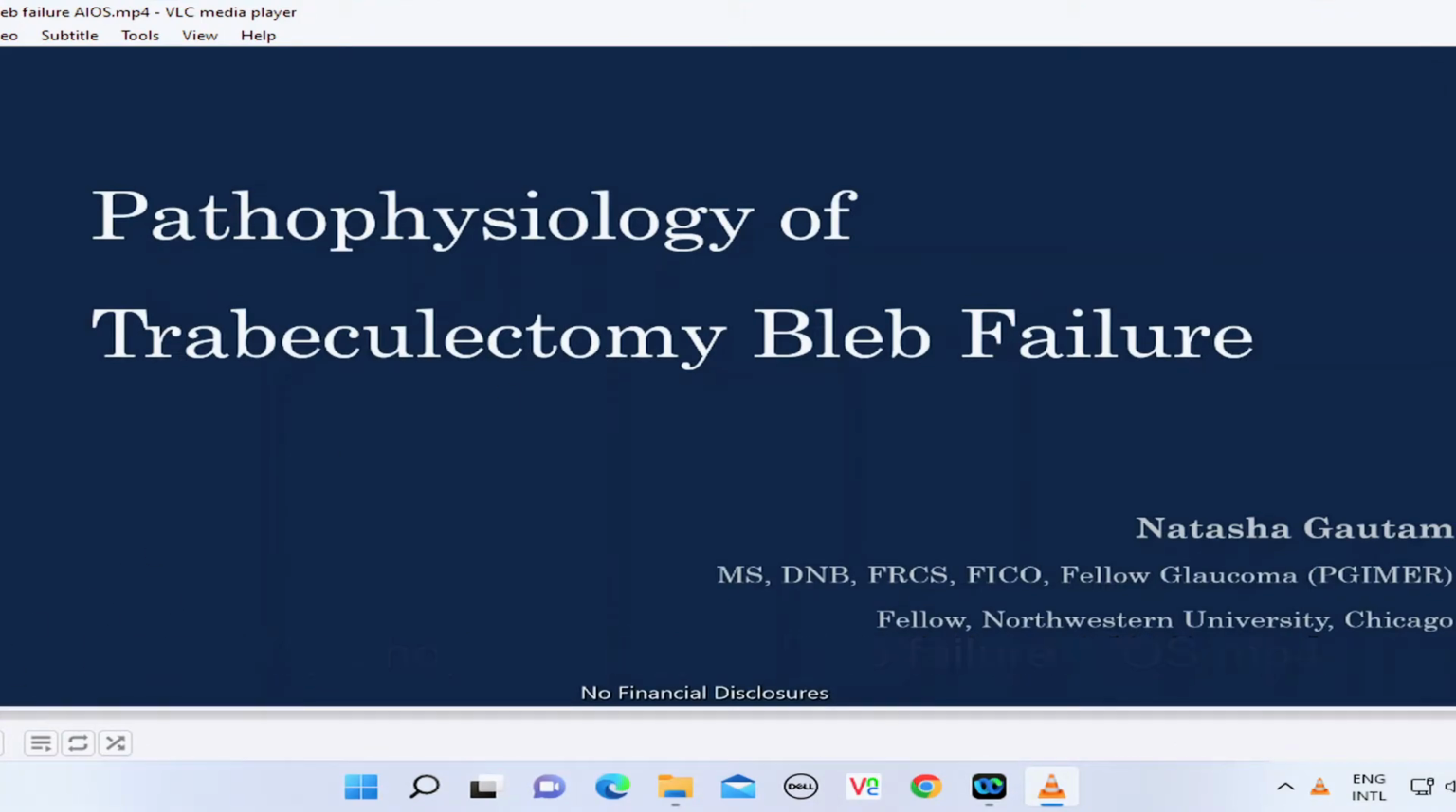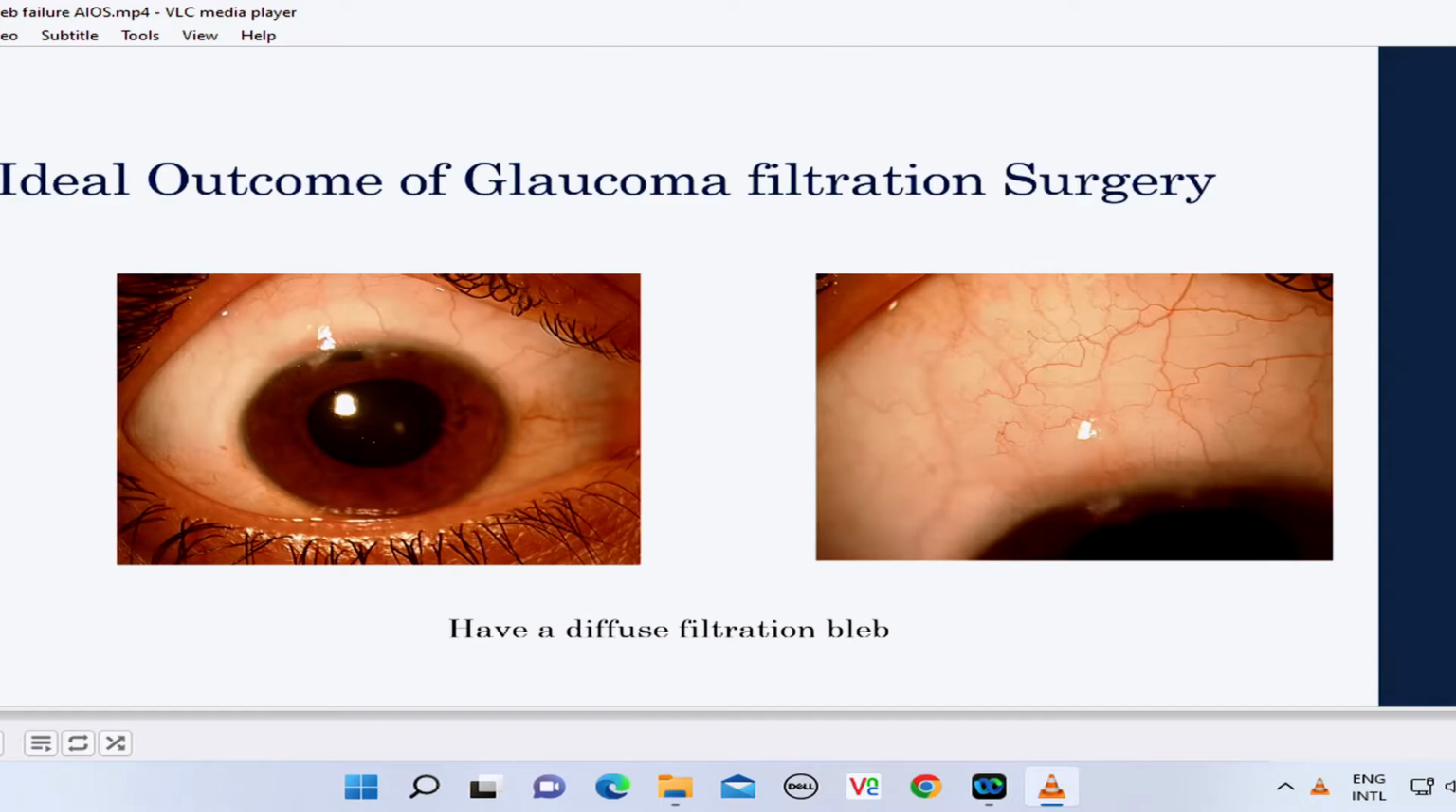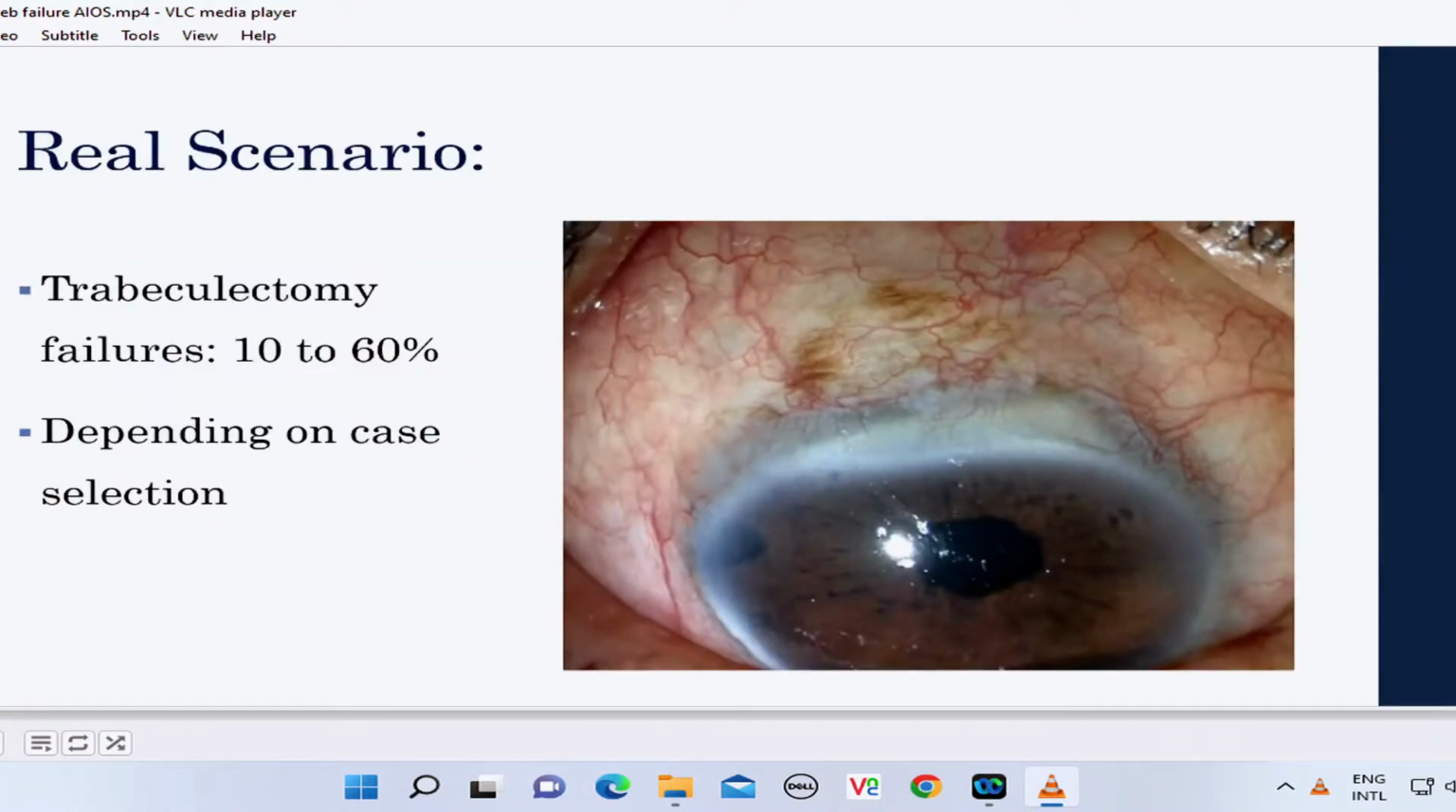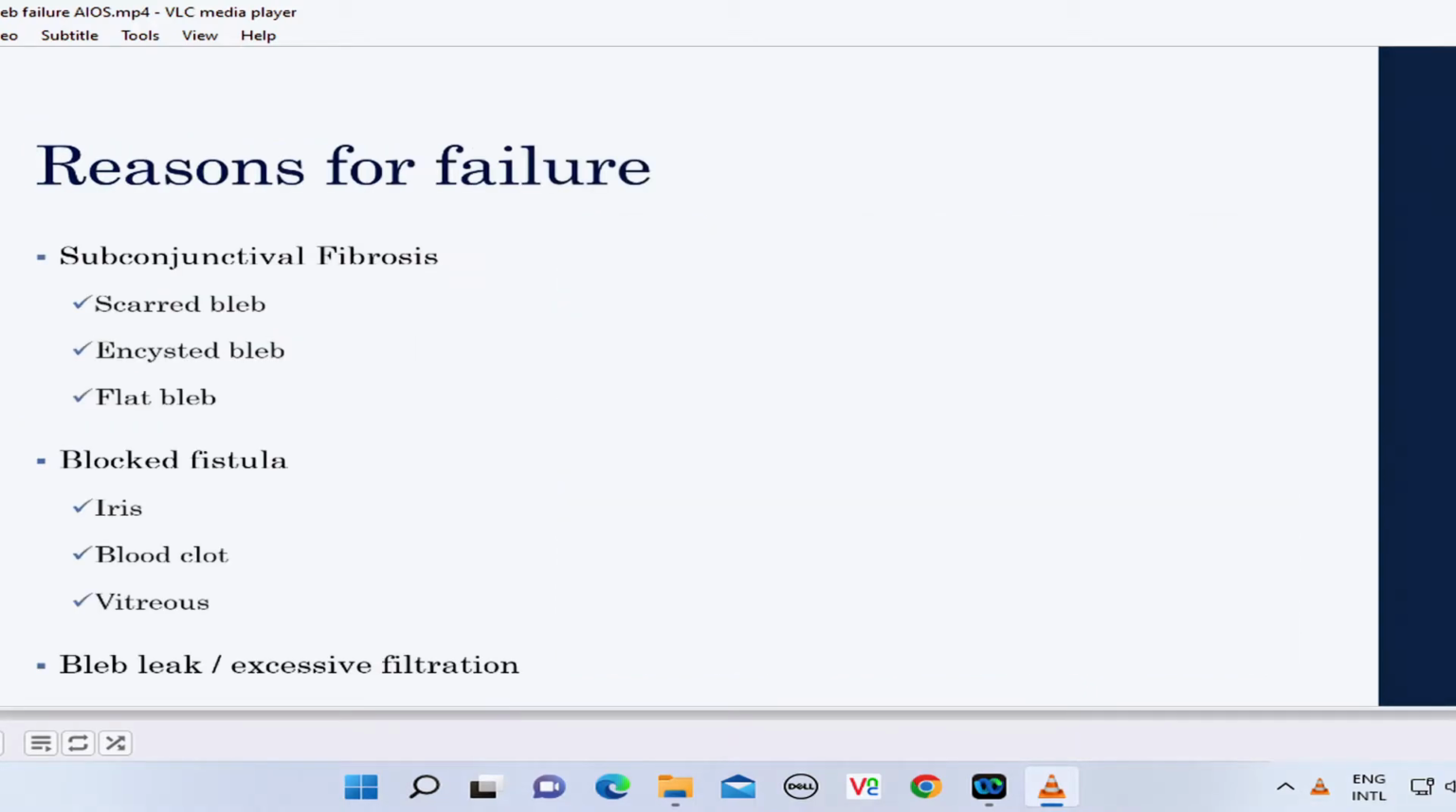My name is Natasha Gautam, and I'm going to discuss the pathophysiology of trabeculectomy bleb failure. What is the ideal outcome of a glaucoma filtration surgery? To have a diffuse filtration bleb. But what is the real scenario? There is a 10 to 60% chance of trabeculectomy failure, and it depends on the case selection. And what are the reasons for failure? The most common reasons are the subconjunctival fibrosis, which leads to a scarred, encysted, or flat bleb. There could be a blocked fistula due to iris, blood clot, or vitreous. And there could be bleb leak or excessive filtration, which again leads to bleb failure.